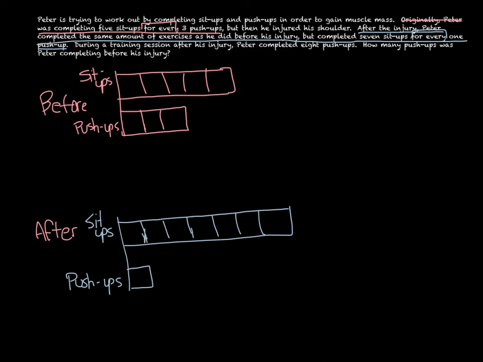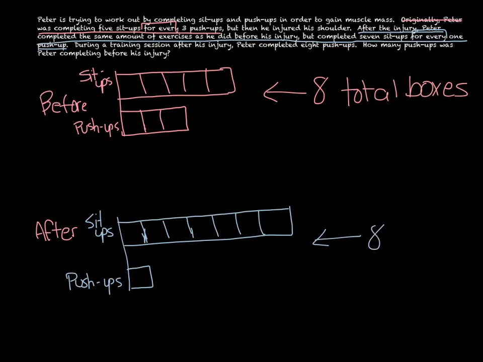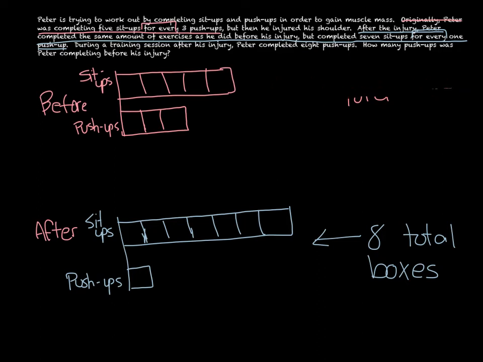And you can see in both pictures I have a total of 1, 2, 3, 4, 5, 6, 7, 8 boxes. I have 8 total boxes before his injury. And I also have 8 total boxes after his injury, which is going to be really important because that means that every box is going to represent the same value. So now we have to look at our last piece of information that we have for this problem.